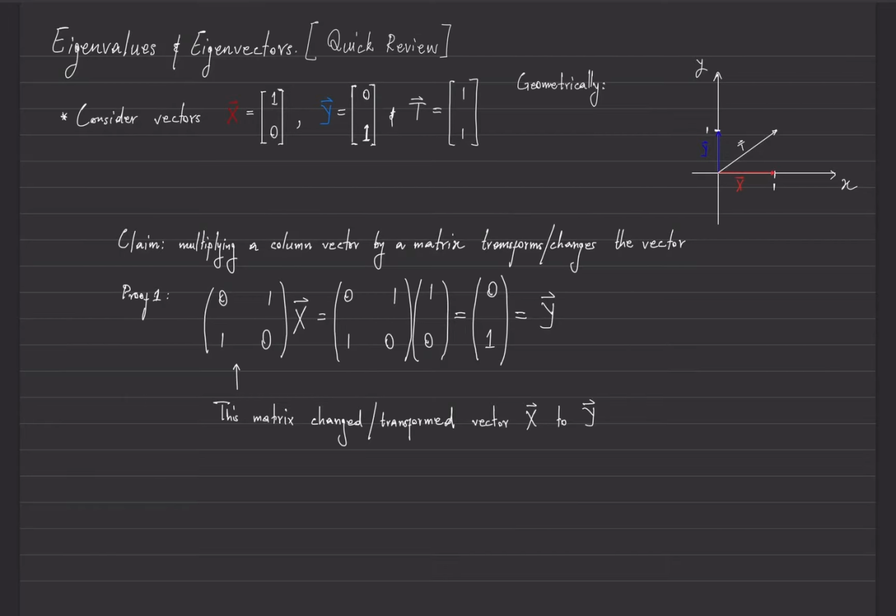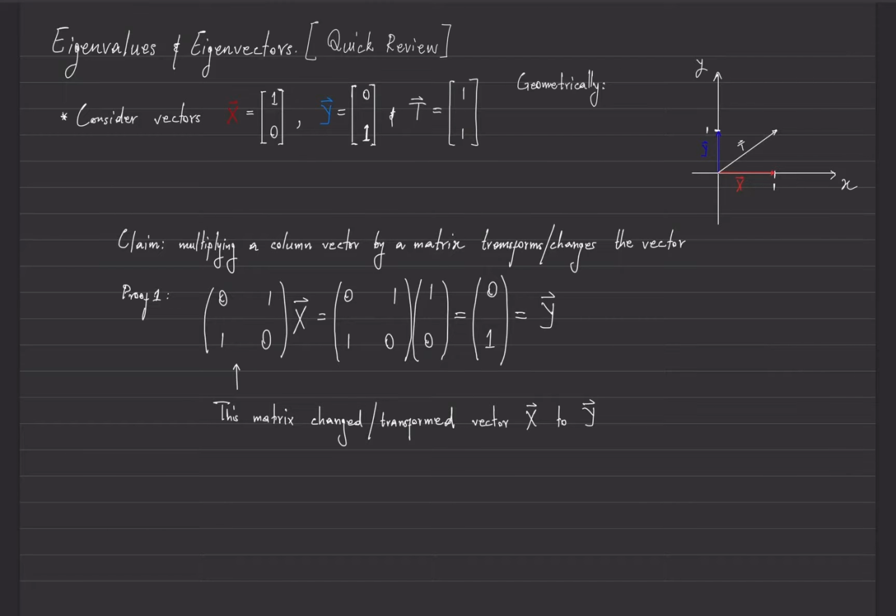What about our second entry? Our second entry of the output column is going to be the second row of the matrix times the column vector. This is going to be 1 times 1 plus 0 times 0. That is 1 plus 0, and the outcome is 1. So the resulting column has 0 on its x coordinate and 1 on its y coordinate. Well, that looks exactly like what we've designated as y bar.